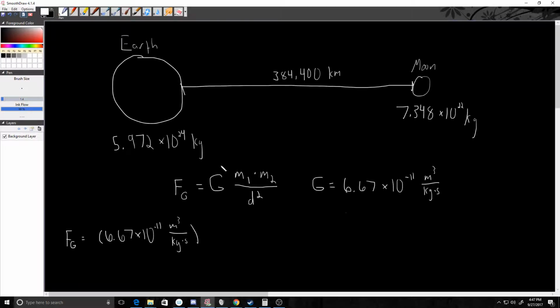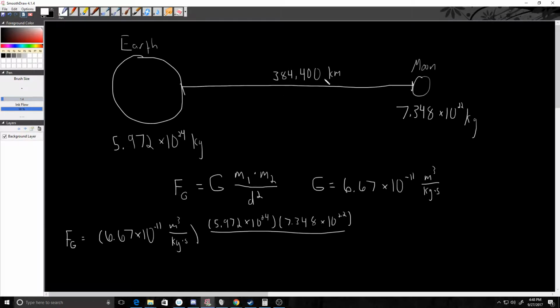Big G, mass 1. We're going to say Earth's number 1. 5.972 times 10 to the 24th times this guy here, 7.348 times 10 to the 22nd. That's all over this distance squared.